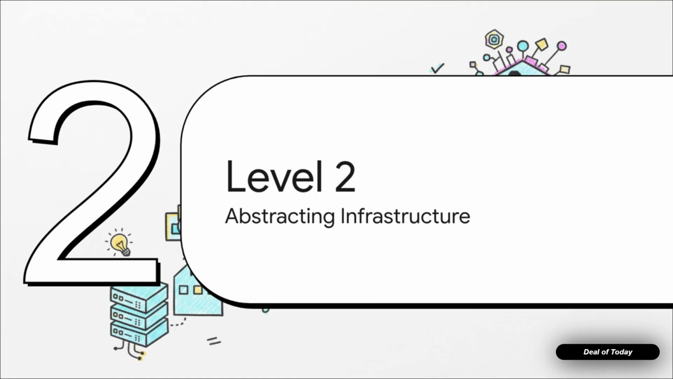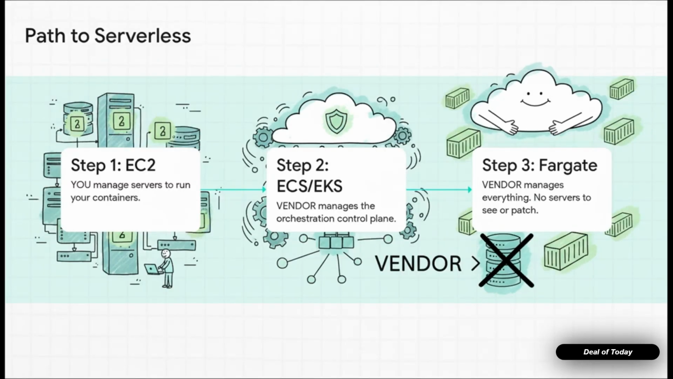Okay, so we've abstracted away the hardware. We've got our nimble, lightweight containers. But they still have to run somewhere, right? So let's climb up to the next level, abstracting the actual infrastructure that runs all those containers. And this slide lays out the evolution perfectly. At first, you were managing your own virtual servers, like Amazon's EC2, just to run your containers. Then came these fancy container orchestration services, like ECS or Kubernetes-based EKS, where the cloud company handles all the complicated management stuff for you. But the final step?